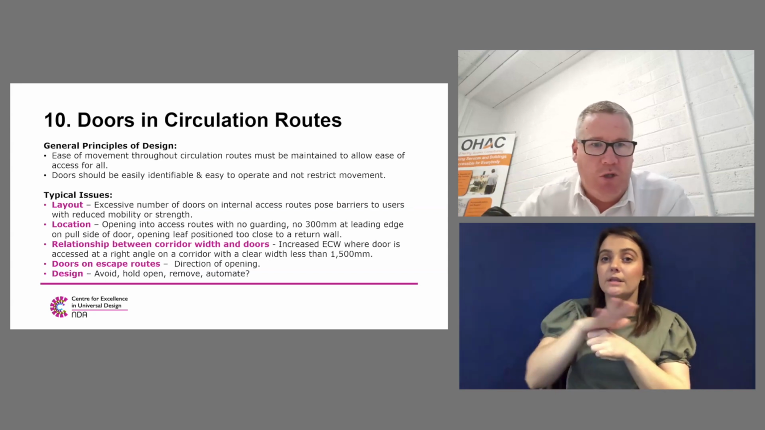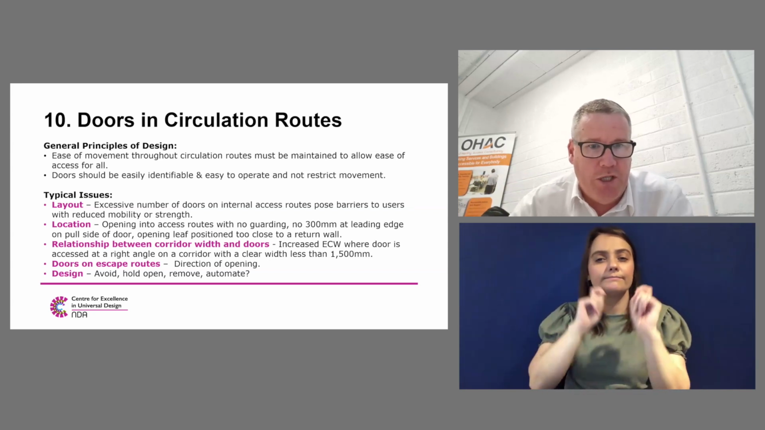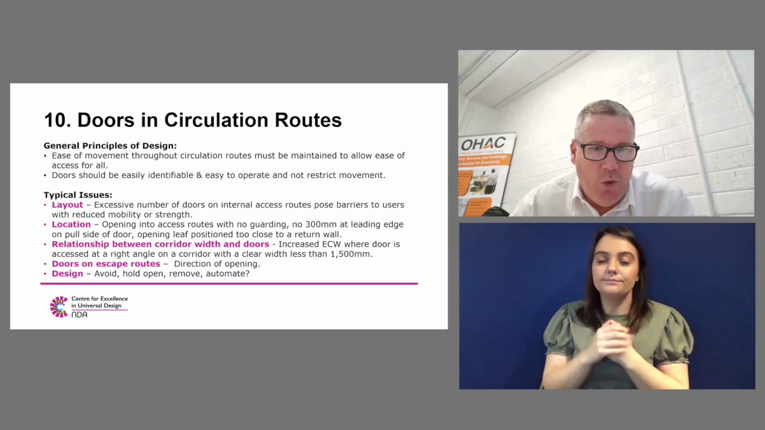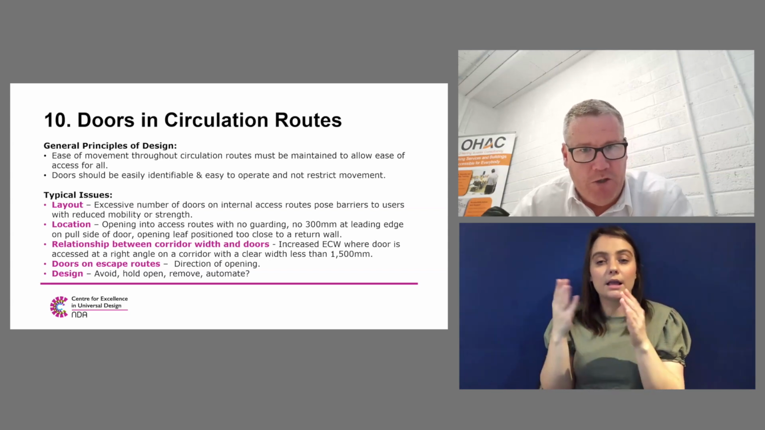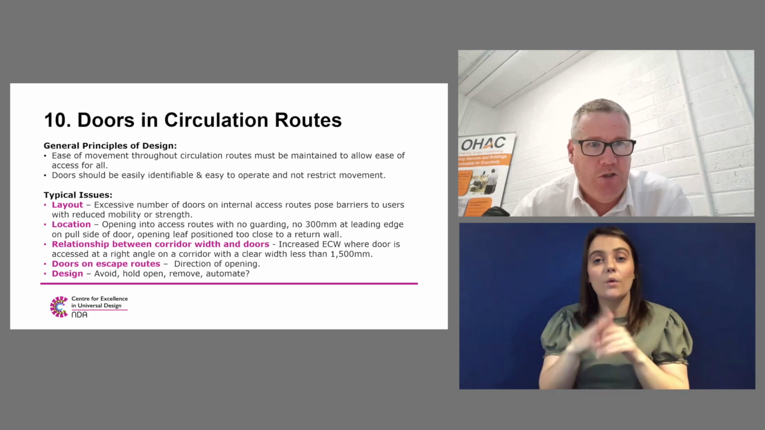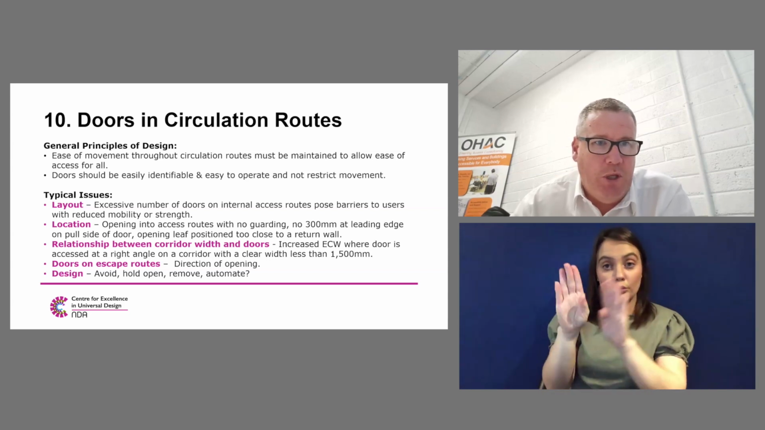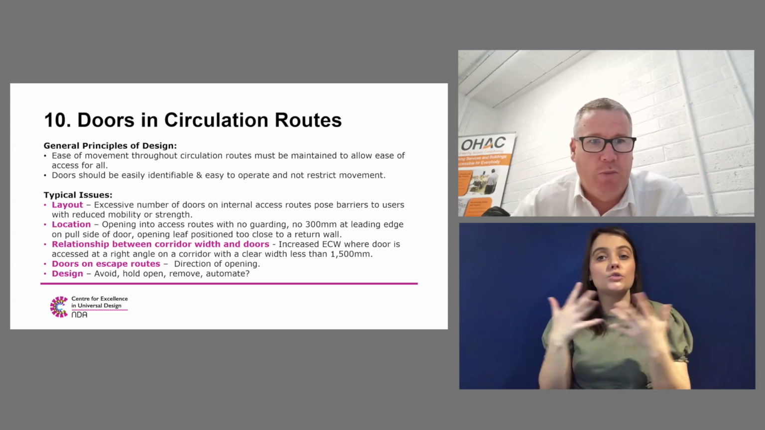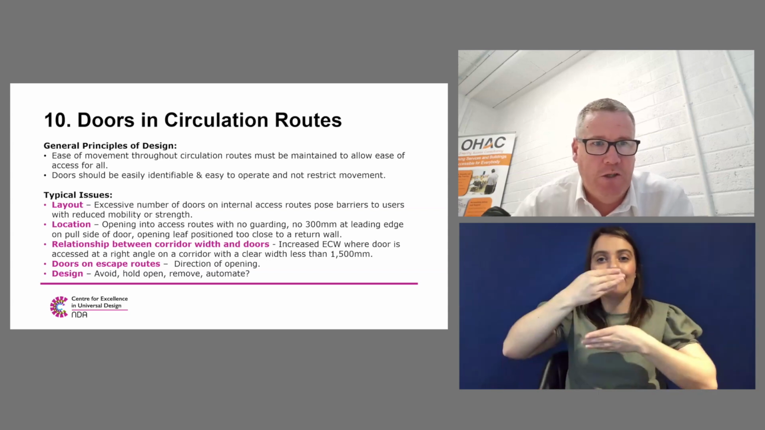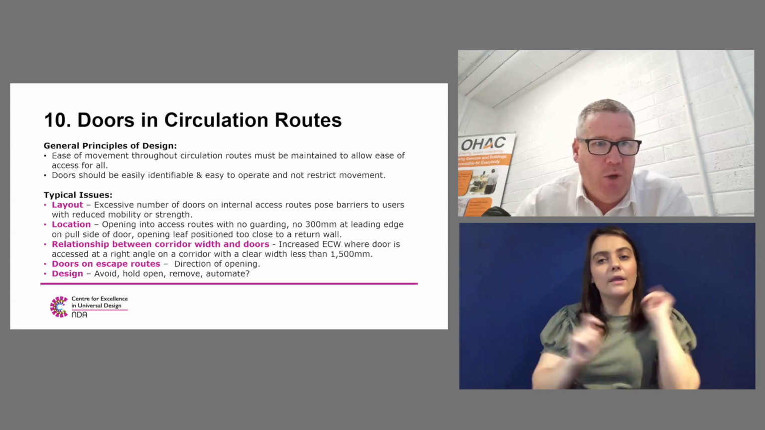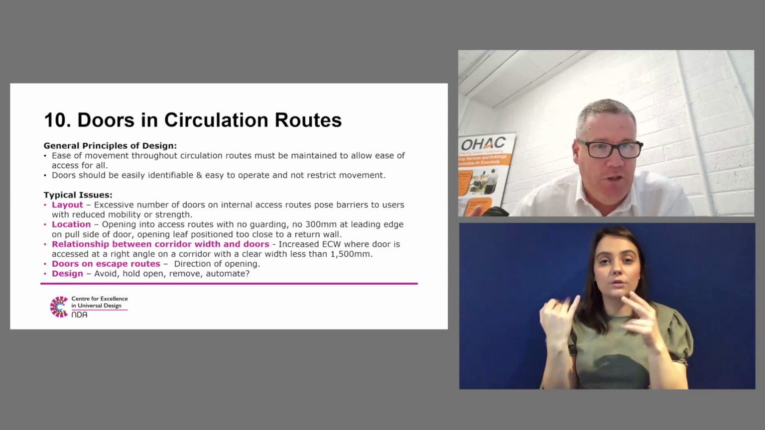So I suppose, look, it's something that's coming up in more and more designs that we're working on at the moment. So things like holding doors open versus automating doors in corridors versus trying to remove doors in your design strategies and stuff like that. So typical issues: layout, excessive number of doors on internal access routes pose barriers for people with reduced mobility or strength. So think about things like, well, in design, can you avoid having the doors in place?